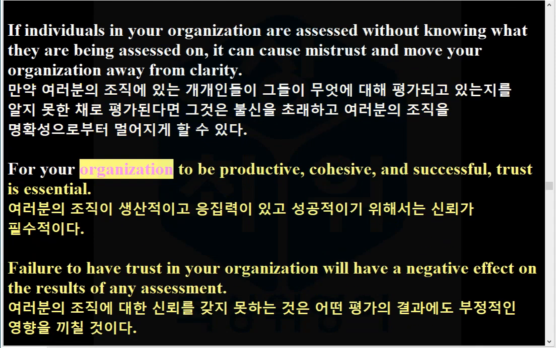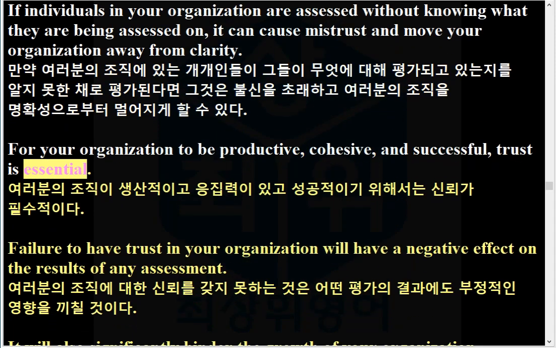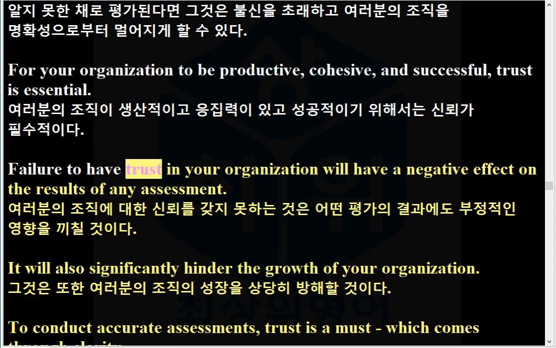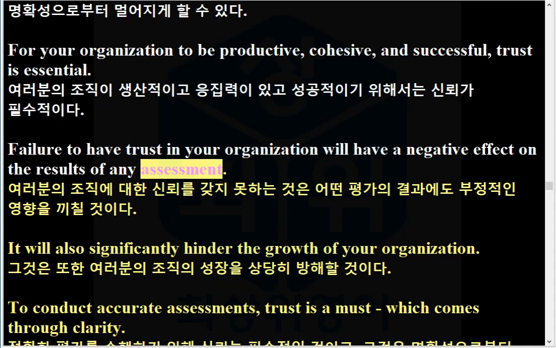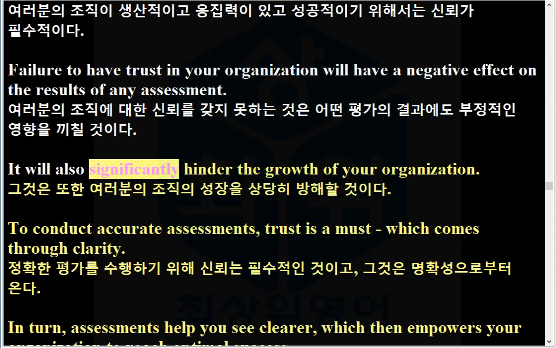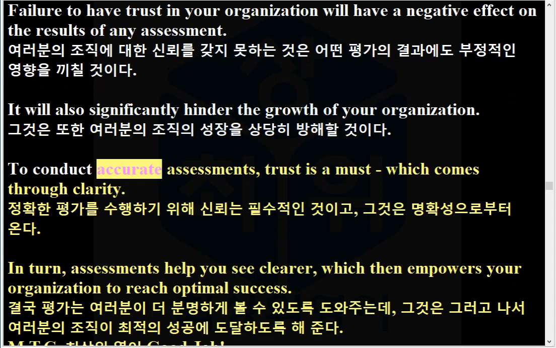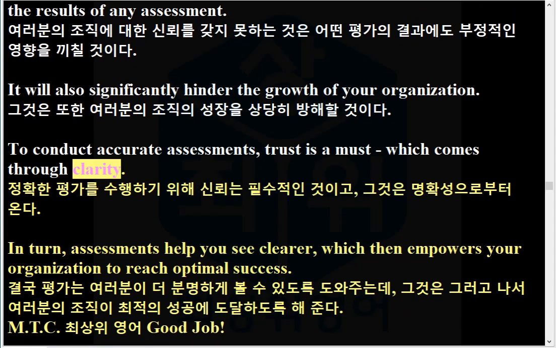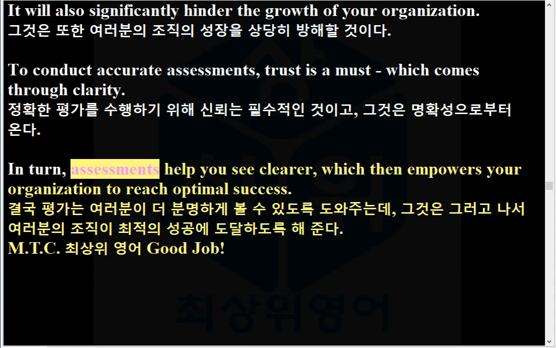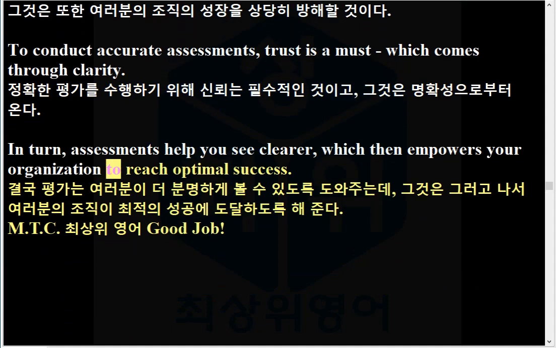For your organization to be productive, cohesive, and successful, trust is essential. Failure to have trust in your organization will have a negative effect on the results of any assessment. It will also significantly hinder the growth of your organization. To conduct accurate assessments, trust is a must, which comes through clarity. In turn, assessments help you see clearer, which then empowers your organization to reach optimal success.